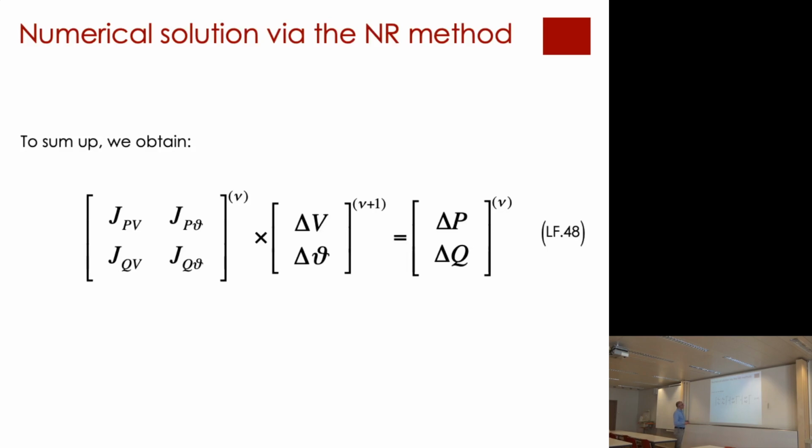So to sum up, you put together the equations and you have the JPV and JP zeta submatrices. These are valid for the loads and for the generation buses. And then you have the JQV and JQ zeta, and this is valid only for the load buses. Your unknowns are delta V and delta zeta, and your fixed quantities are the P's and the Q's. This is how you write the generic load flow problem in these cases.